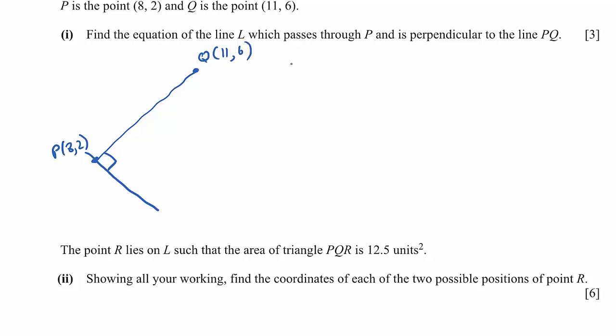So the first thing I want is the gradient of PQ. So that's going to be difference in the y's, 6 take away 2, over difference in the x's, 11 take away 8, which is going to give me 4 over 3. Therefore, the gradient of the perpendicular is going to be -3/4. Remember this relationship that if two lines are perpendicular, then their gradients multiply to give you -1.